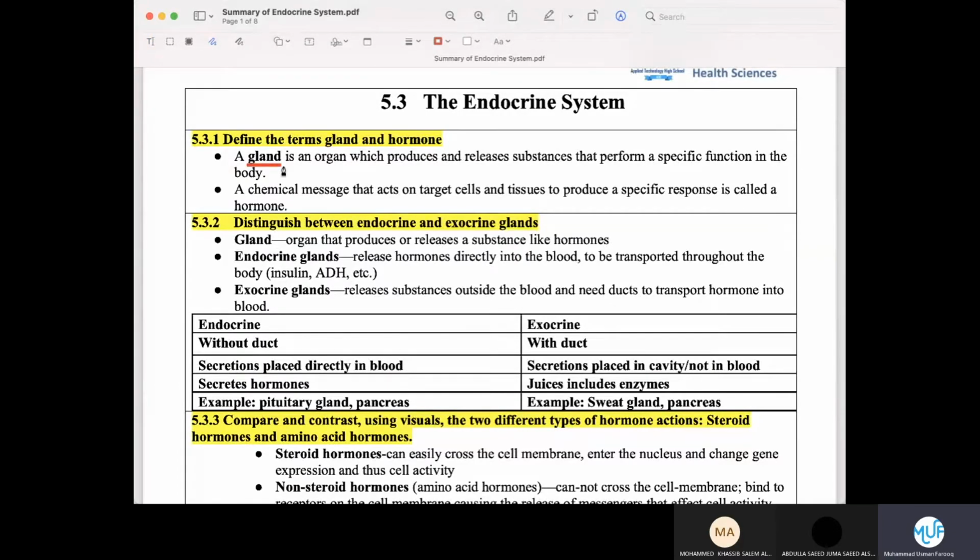So when we say that, we first of all need to know what is a gland, okay, and what is a hormone. A gland is an organ which produces or releases substances to perform specific functions in the body. And what is that substance? This is a chemical message called a hormone. Okay, so that's what you have to understand. A gland is any organ, and a hormone is the secretion of that organ.